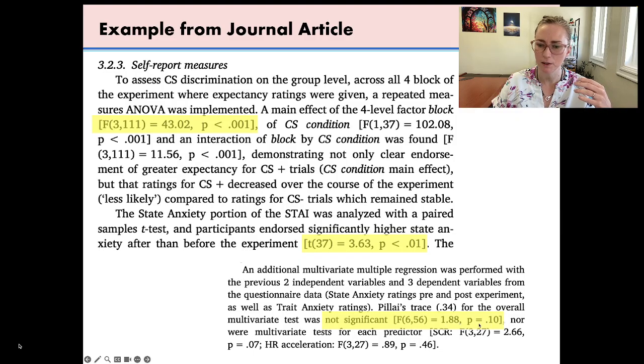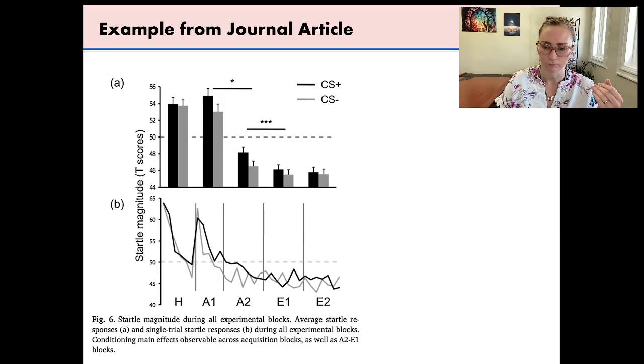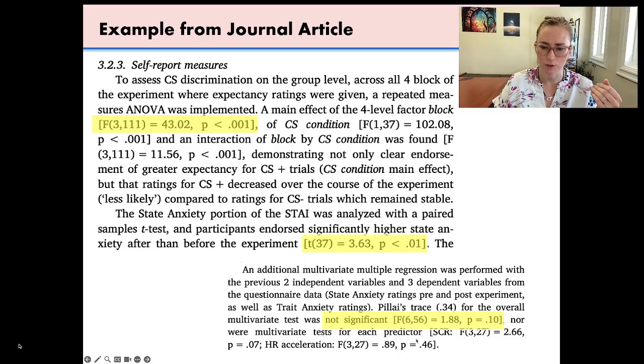But you can see here, when it's not significant, we report the exact P value. So here, this Pillai's trace for the overall multivariate test was not significant. We report what that test statistic was, right? In our case, it's going to be Z scores. In this case, it's an F value. And then we say P is 0.10, so it was not significant. You can see down here, actually, there's another one. P equals 0.46. That was also not significant.